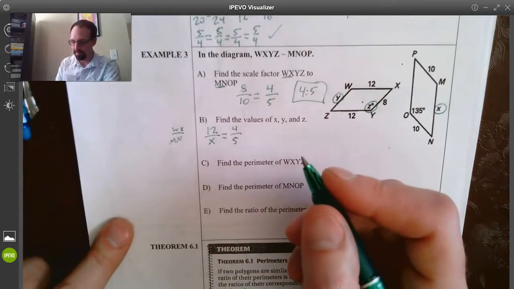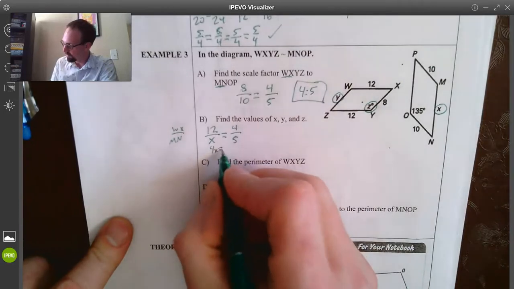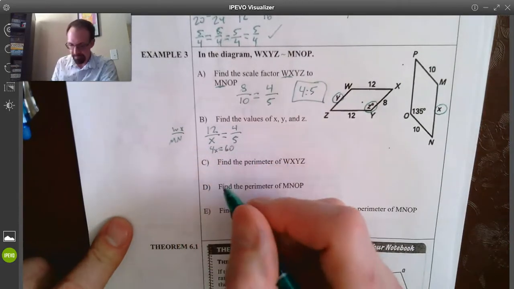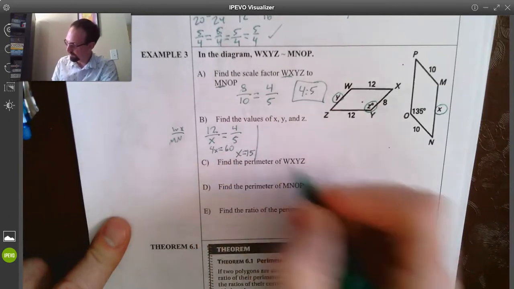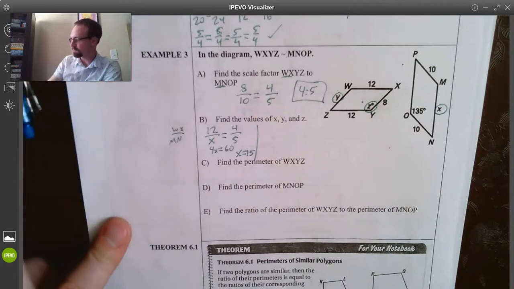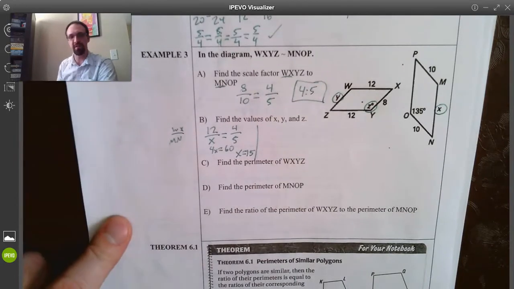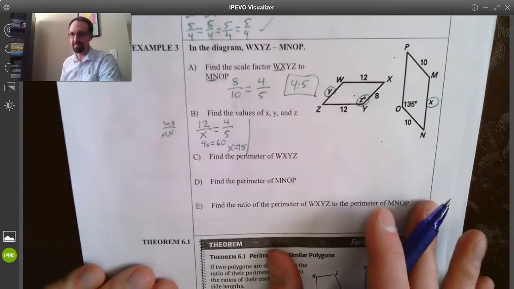Now I can just cross multiply. So if I cross multiply, 4x equals 60. So I know that x is equal to 15. So that helps me find x. I'm going to do the same thing now with the others. What I would encourage doing is pause the video now. See if you can finish y and z before we rejoin. See if you can find it.